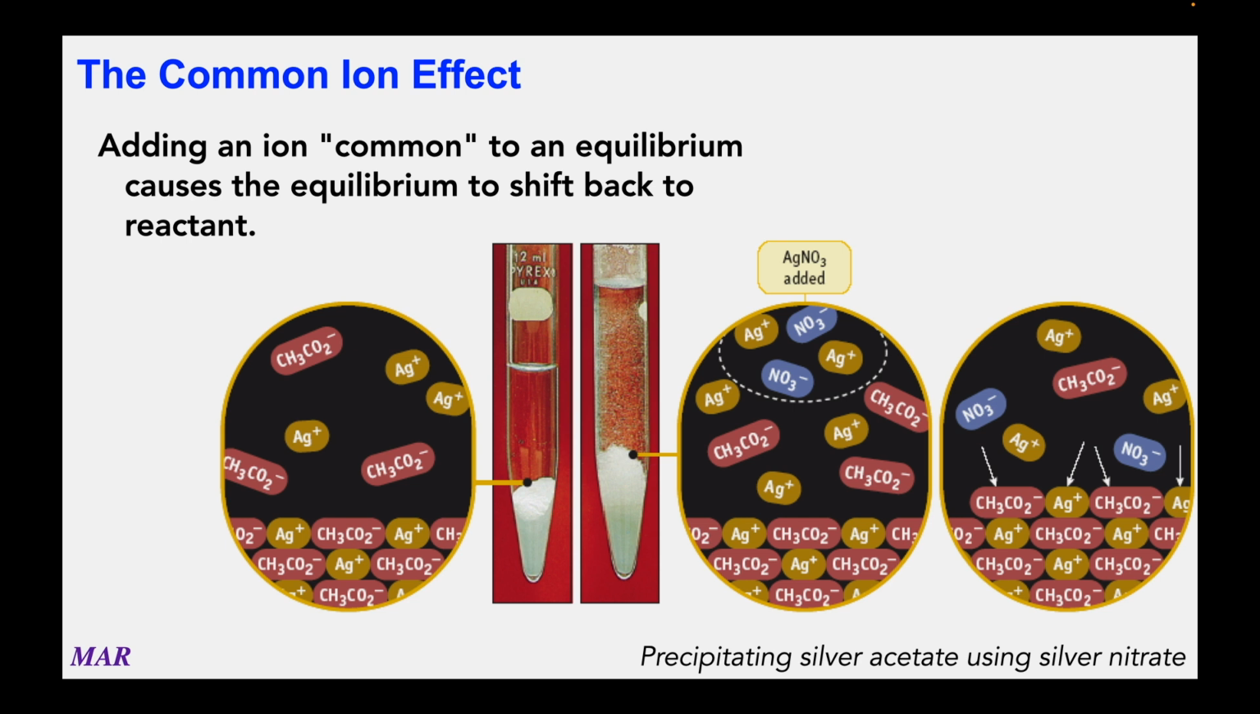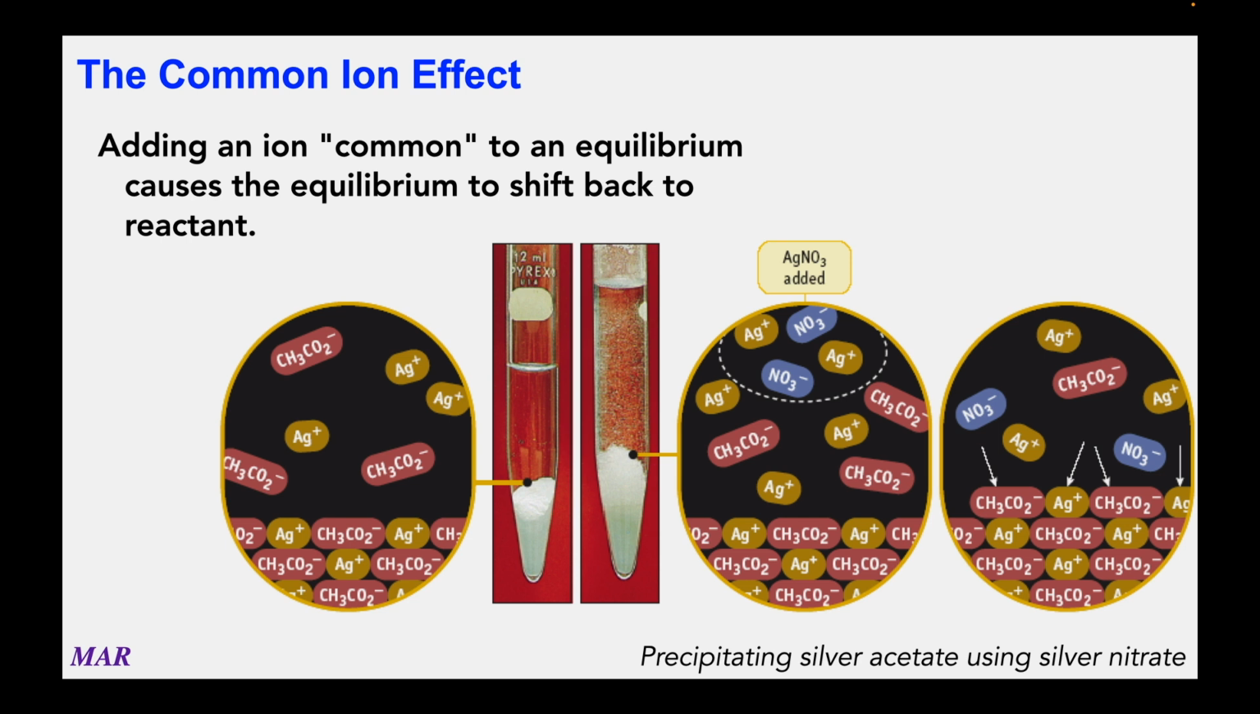So what we're going to do here is we're going to add silver nitrate to the solution. So we're adding silver. Silver is an ion common to the equilibrium that we're studying. And as you add silver ion, silver reacts with acetate even more, pushing it to the reactant side, which in this case is insoluble silver acetate. So you can see in the right-hand picture there's even more silver acetate solid. On the far right picture, you can see there's only one little red acetate above the solid. So that's trying to show that there's less free acetate than there was before.